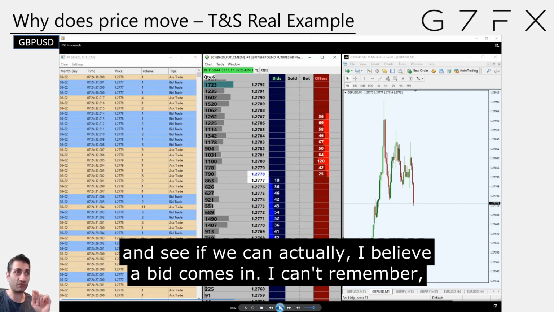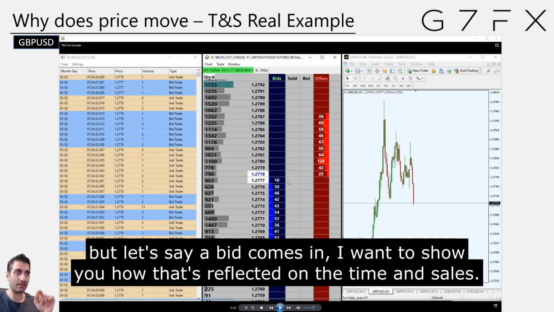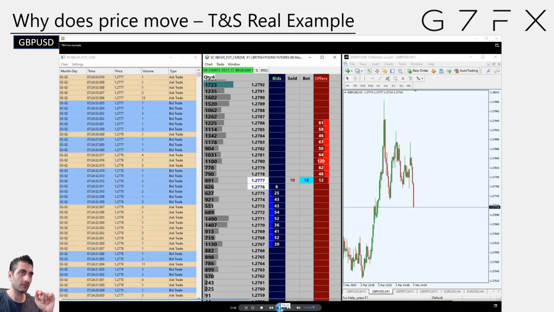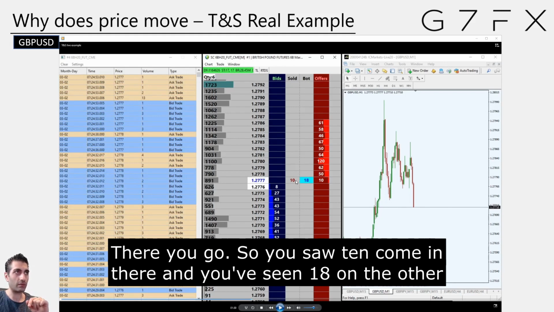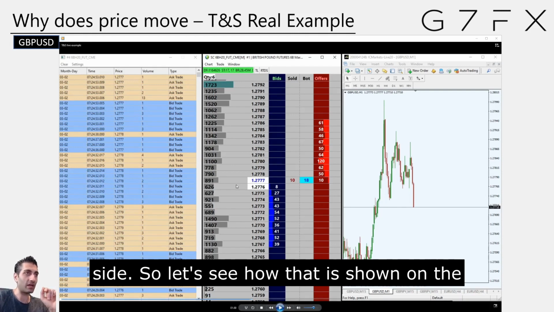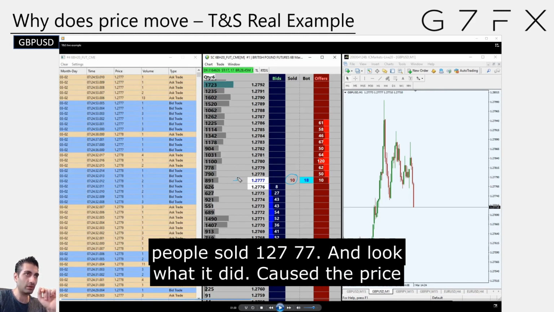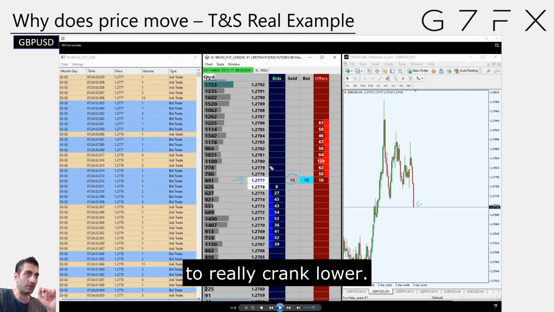So let's pick up the action. I believe a bid comes in, I can't remember, but let's say a bid comes in. I'm going to show you how that's reflected on the time and sales. There you go. So you saw 10 come in there, and you've seen 18 on the other side. So let's see how that is shown on the time and sales, guys. So would you agree 10 people sold at 127.77, and look what it did. Caused the price to really crank lower.